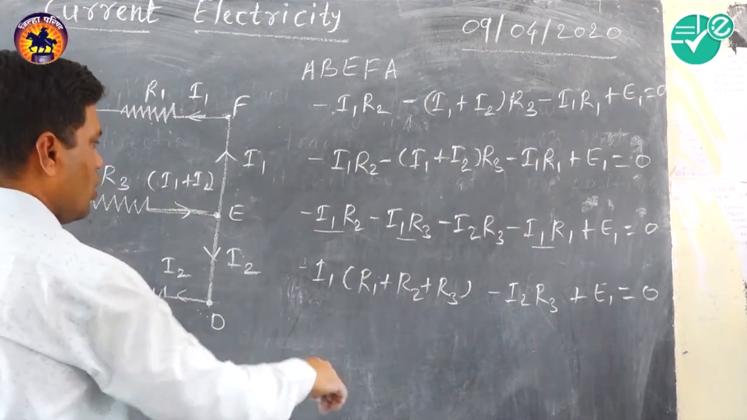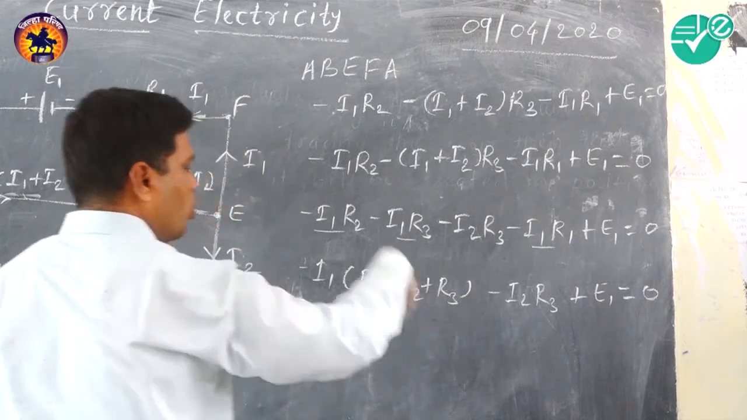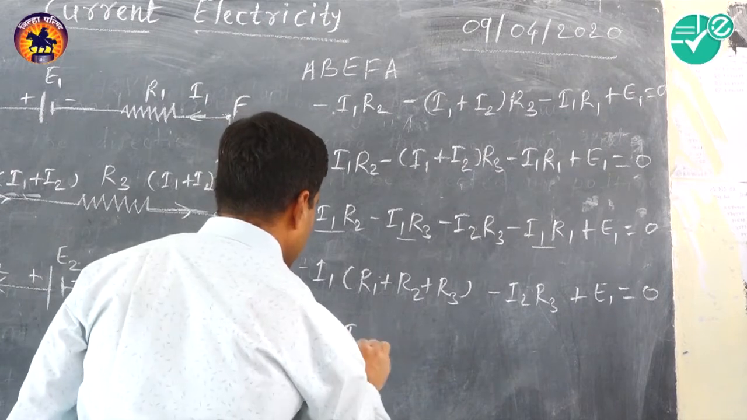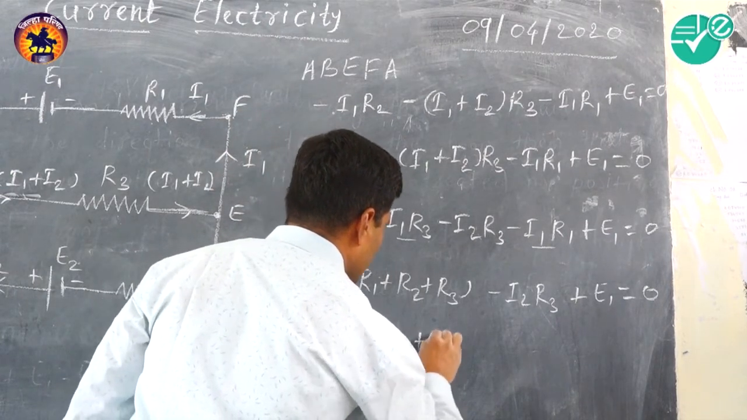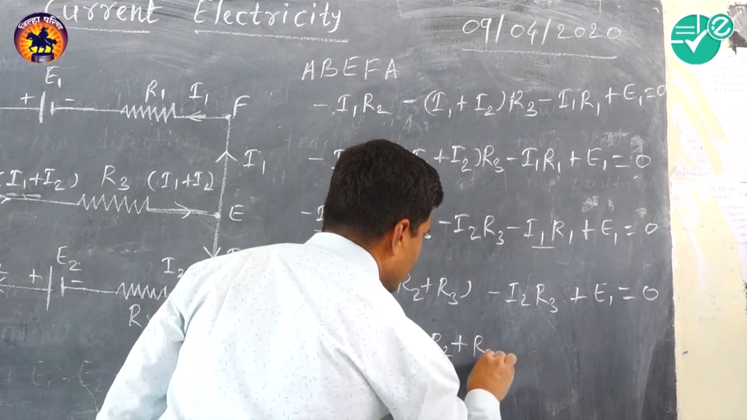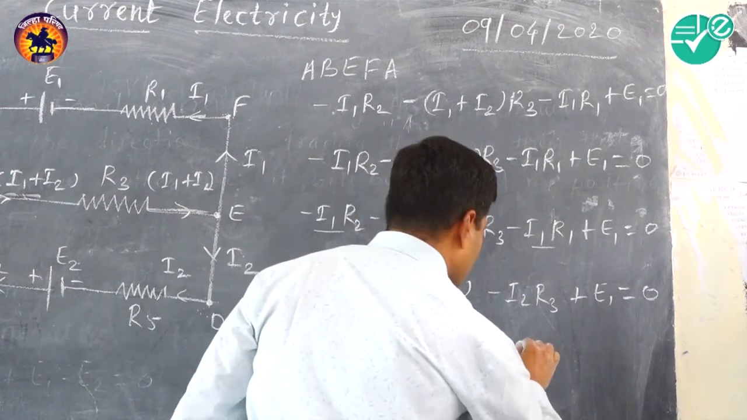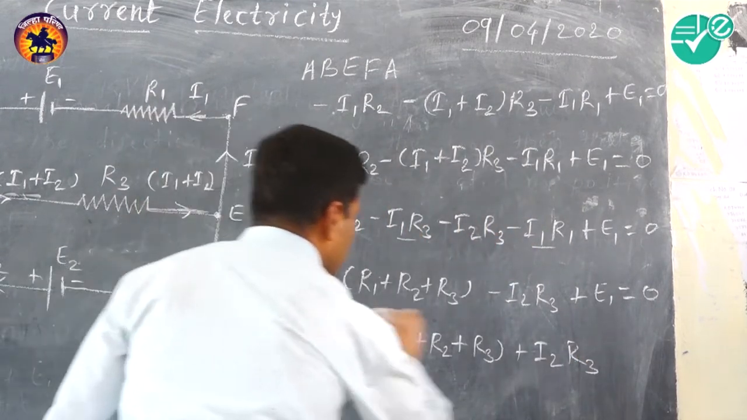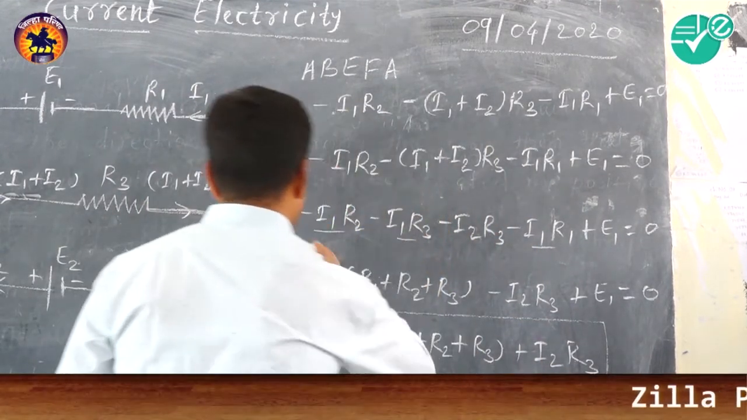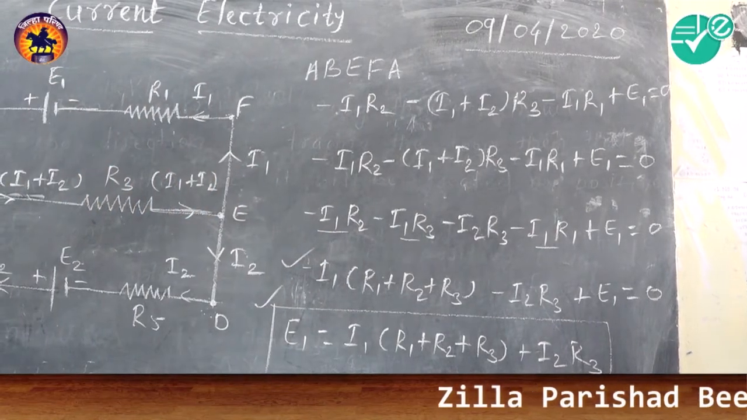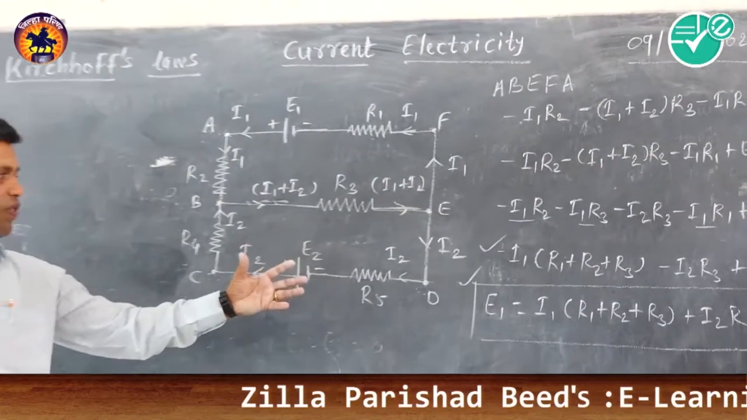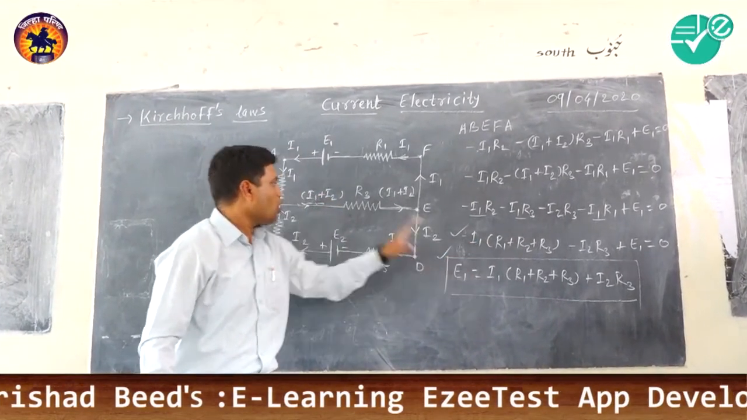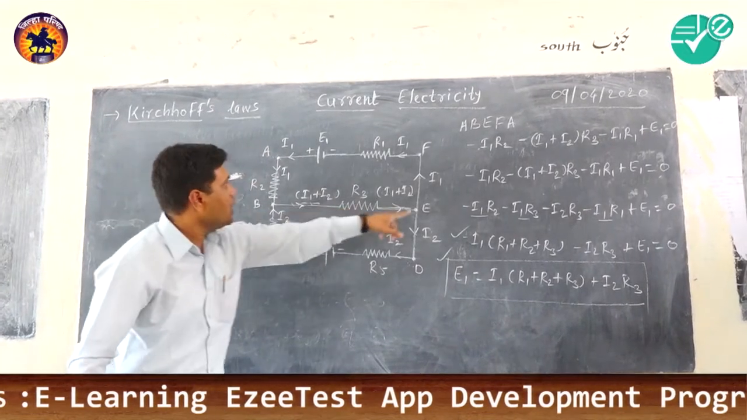If you take I2 R3 on the other side, you will get the equation: E1 is equal to I1 in bracket (R1 plus R2 plus R3), and this will become plus I2 R3 on the other side. So this is the important equation, the second equation, which we obtain after applying Kirchhoff's voltage law to the loop A, B, E, F, A.